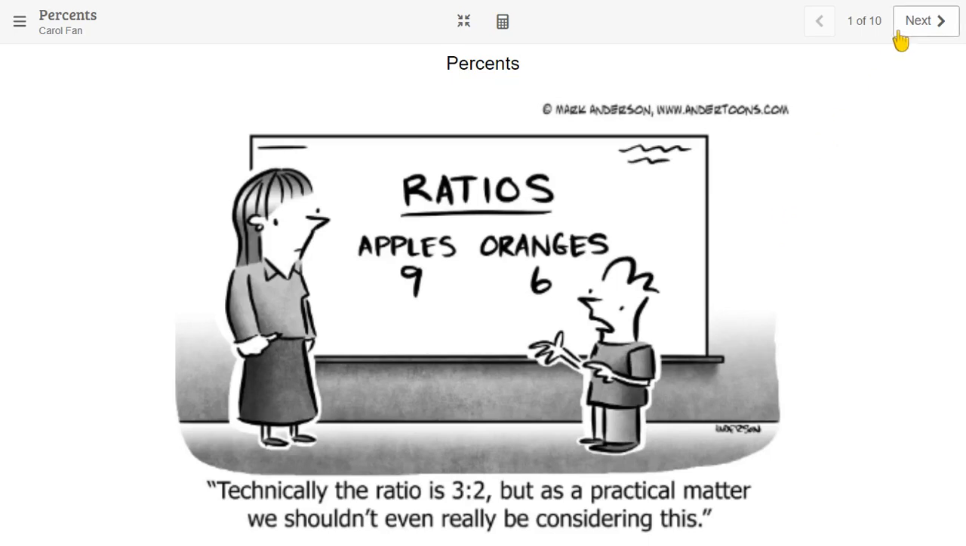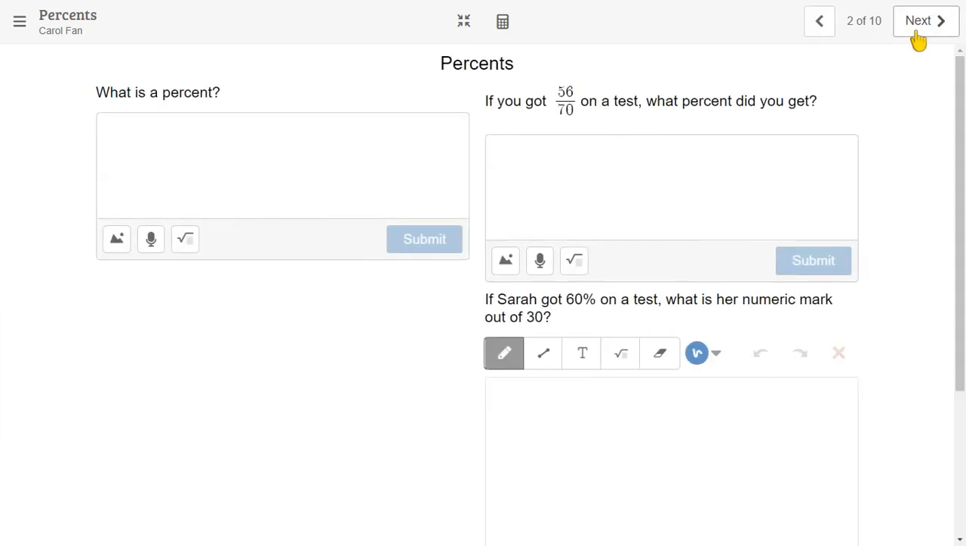The topic for today is percents. So, what is a percent? We've talked about ratios, rates, and proportions, and they're all a comparison of numbers. Percents are also a comparison, but now we're comparing numbers out of 100.